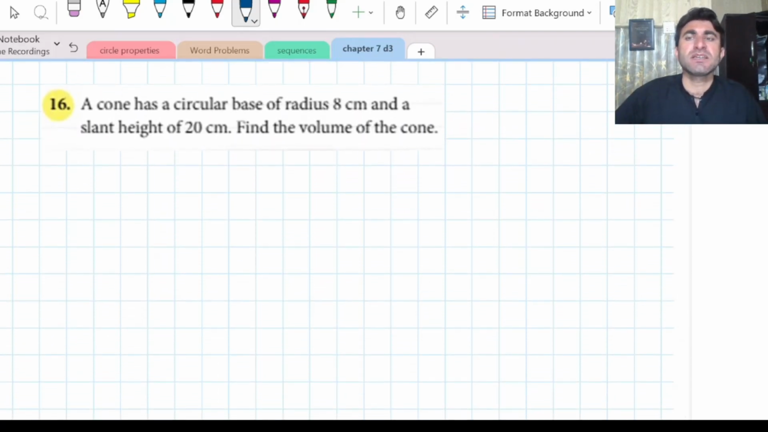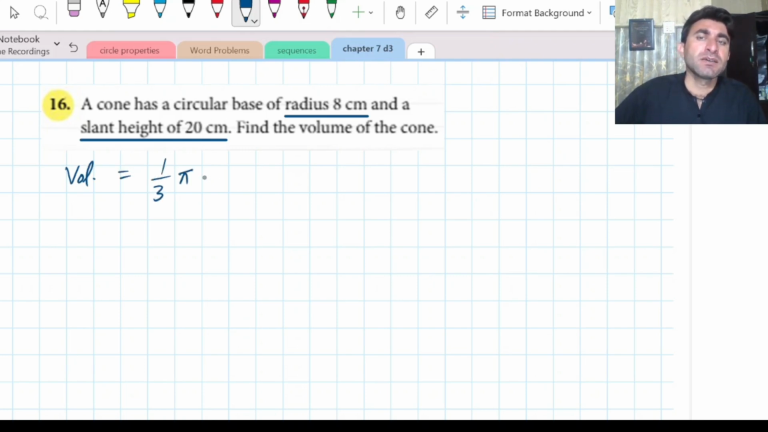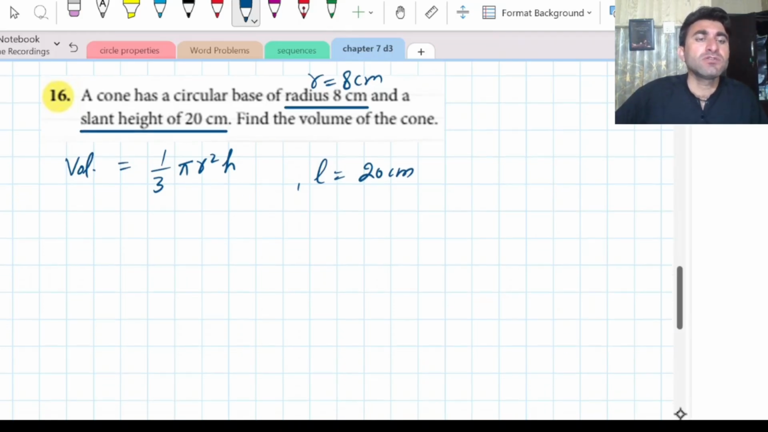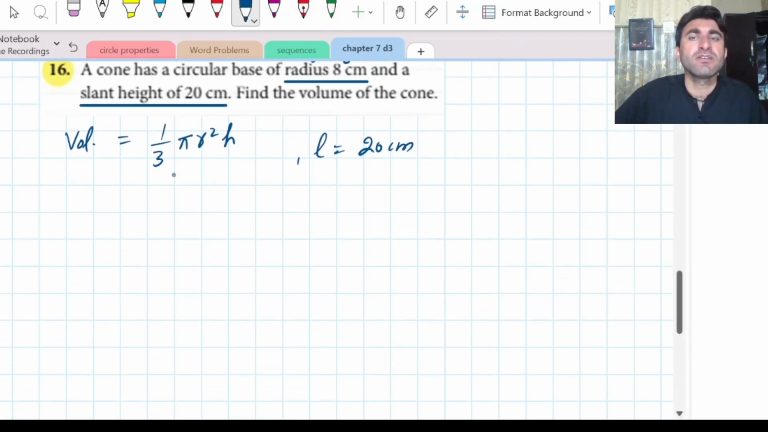Now in question number 16, we are given a cone with a circular base of radius 8 centimeter and a slant height of 20 centimeter. Find the volume of the cone. We know the volume of a cone equals 1 upon 3 pi r square h. Here the radius is 8 centimeter, but we are given the slant height L, 20 centimeter, and not the vertical height. So once again we will use the Pythagorean theorem to find the vertical height.